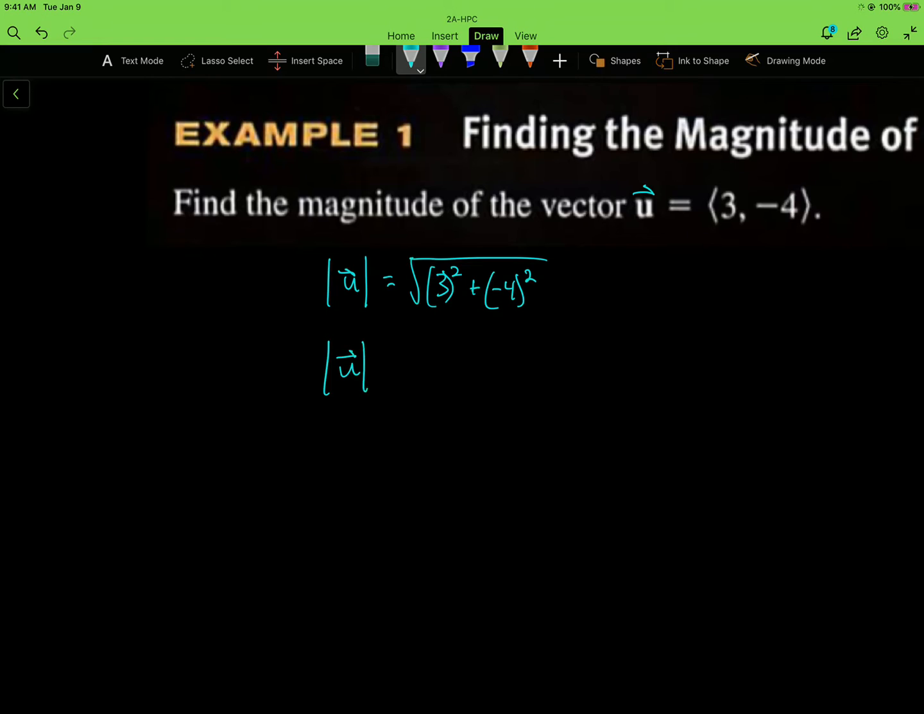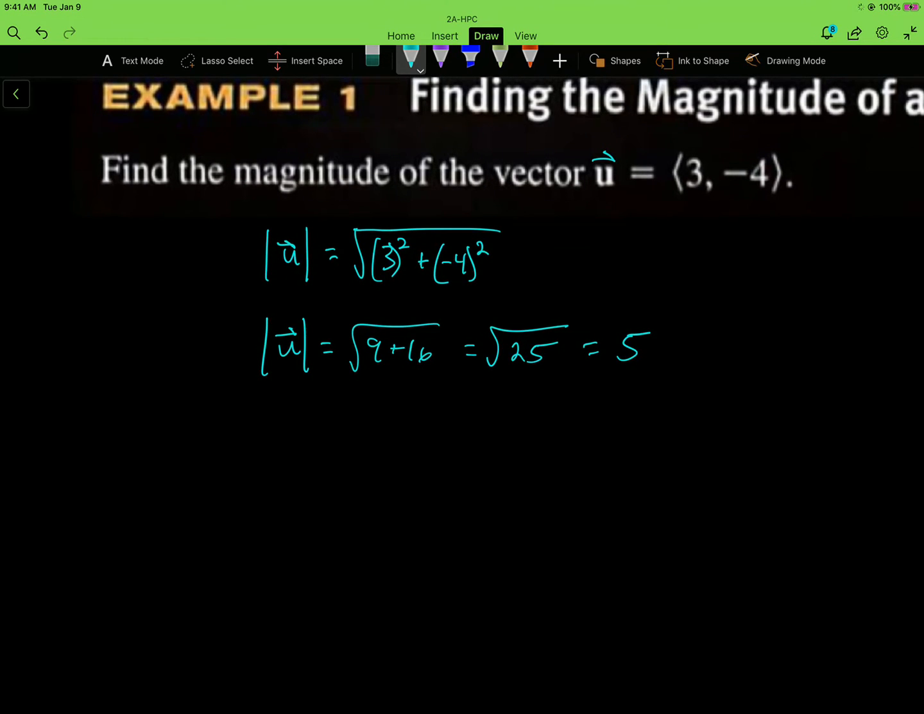So the magnitude of vector u is going to be the square root of 9 plus 16. So that's going to be equal to the square root of 25, which is 5. All right, so that's how long it is. It's 5 units long. That's the magnitude of the vector.